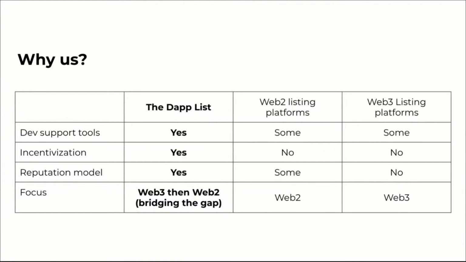We have got dev support tools, incentivization, and a reputation model, and based on the reputation model, incentivization is done. Our focus is to build for Web3 first, and then slowly move to Web2 to bridge the gap between Web2 and Web3. So Web2 users will be able to explore Web3 applications, and Web3 users will be able to definitely stay in Web3. But also, if they want to explore the Web2 space as well, they can do it.